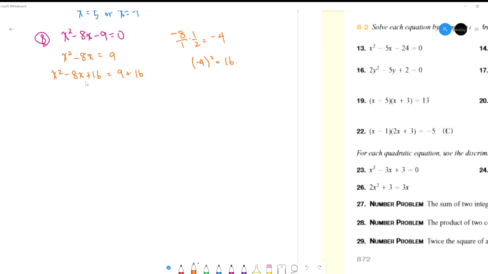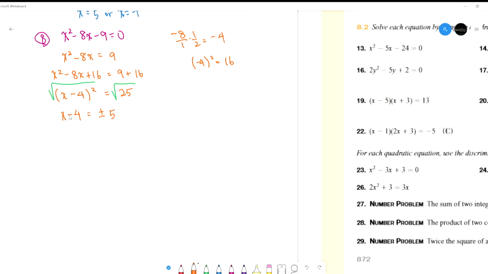So this is now a perfect square trinomial, and x minus this 4, right, is what we get on the left-hand side when we factor. So x minus 4 quantity squared is equal to 9 plus 16 is equal to 25. So we can square root both sides, and we have on the left-hand side x minus 4 is equal to plus or minus 5.